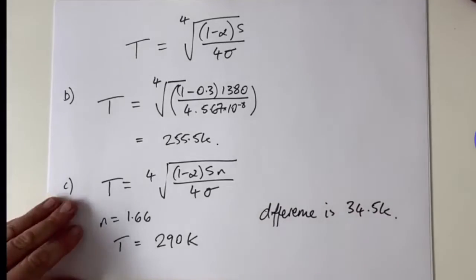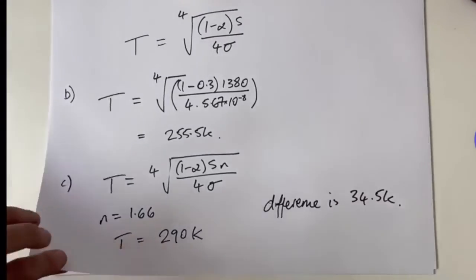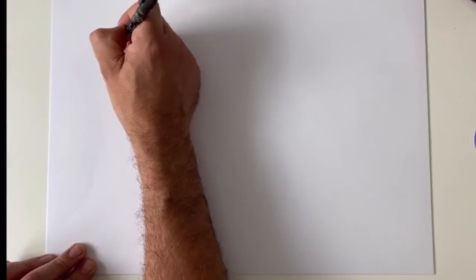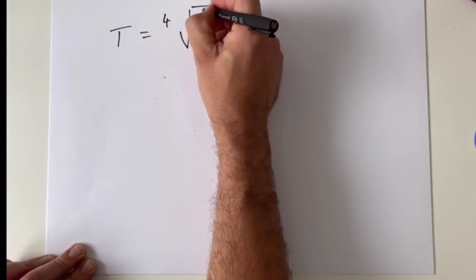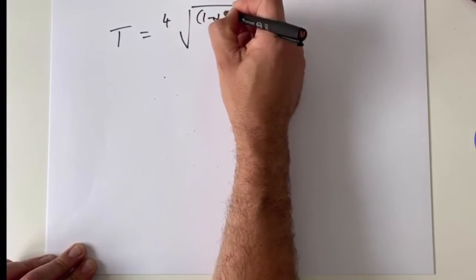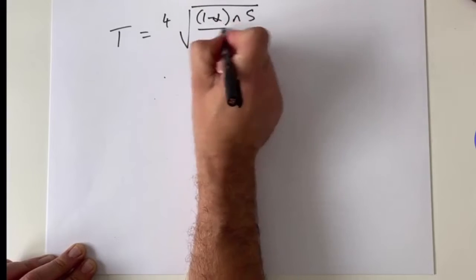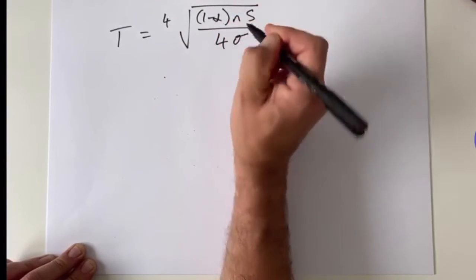That's just questions B and C. On that, let's now have a look at part D of this question. And D asks you, if the Earth is 10% more reflective, what would the greenhouse gas factor need to be in order to keep the Earth's surface temperature unchanged? So let's just remind ourselves, we've got T equals this equation, fourth root of 1 minus alpha times n times s all over 4 sigma.